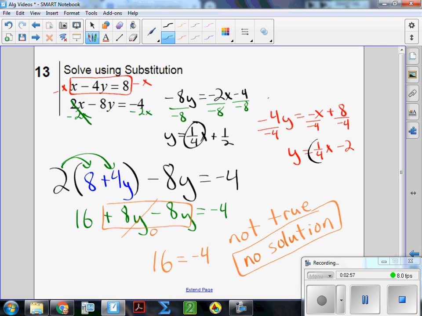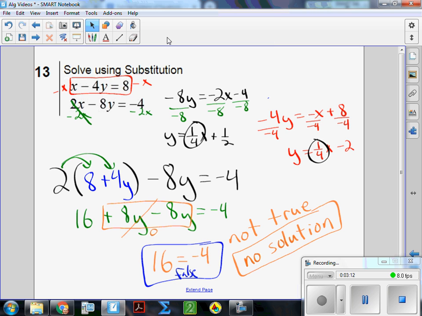So same slope, different y-intercepts means that there is no solution because the lines are parallel. Algebraically, you're going to see that when you get a false statement. The x's cancel out, the y's cancel out, and you get a false statement. That's no solution.